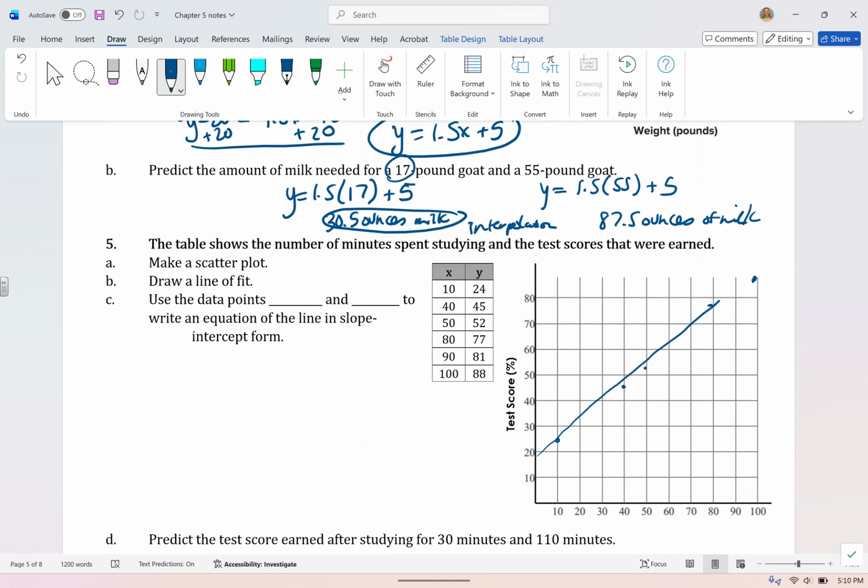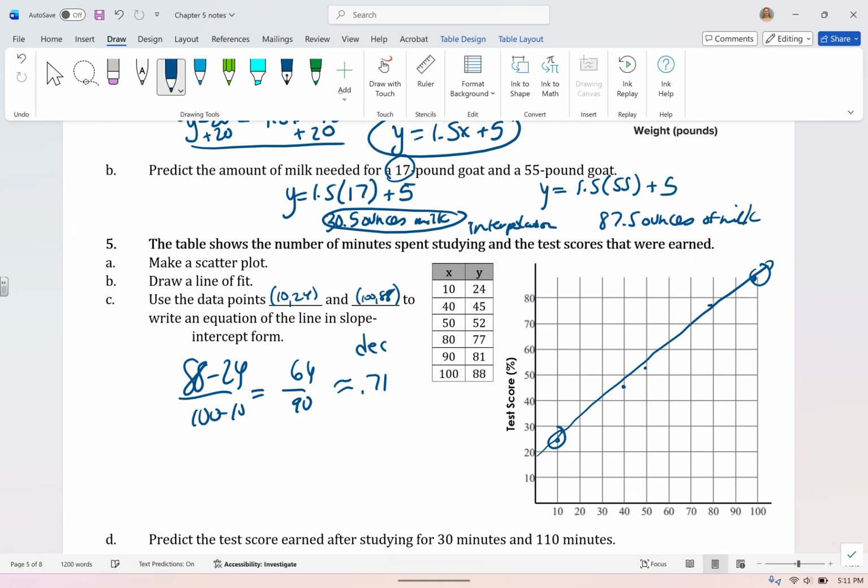If we did a ruler to draw through this, again, we're not going to connect all the dots because they are a scatter plot, not a straight line. And so the 2 points we're going to pick are going to be 10, 24 and 100, 88. Why did I pick those? Because they're pretty close to the line. The points closest to the line would be a good choice. So 88 minus 24 over 100 minus 10. That gives us 64 over 90. Divide them, and it's approximately 0.71.